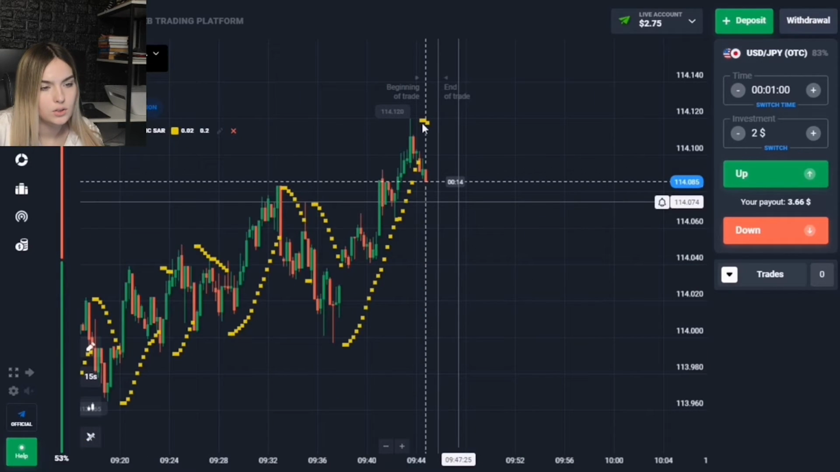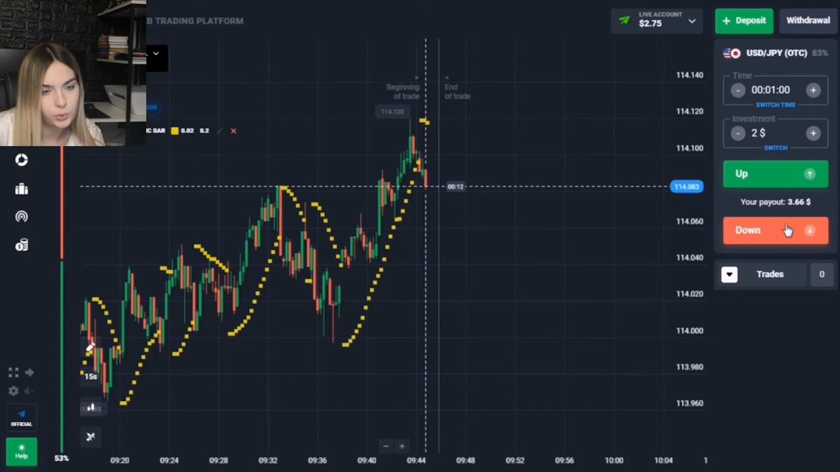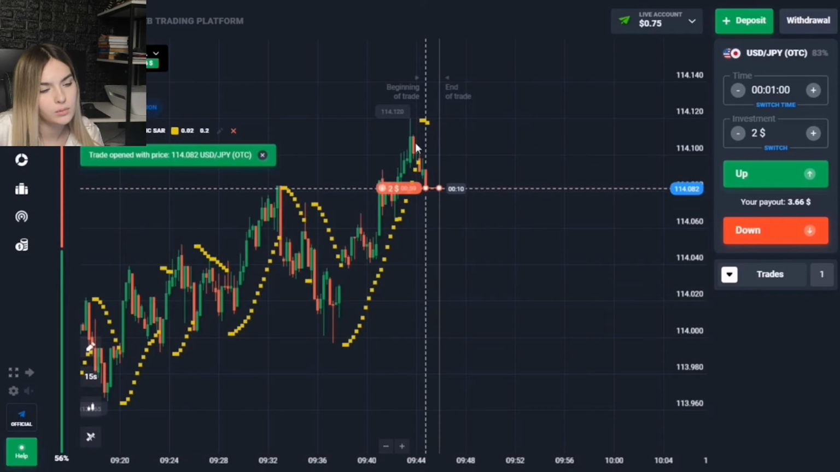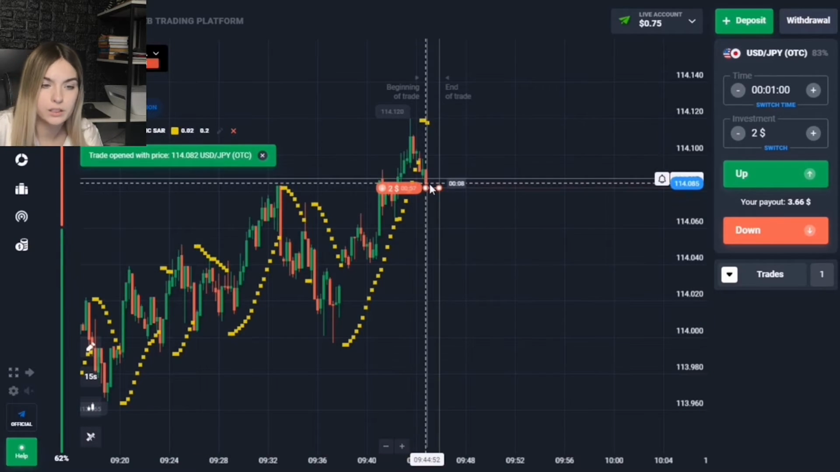Here, the indicator also tells us that there is an entry point. We open a deal for a downside for 1 minute. We see that at the moment there is a pullback down.